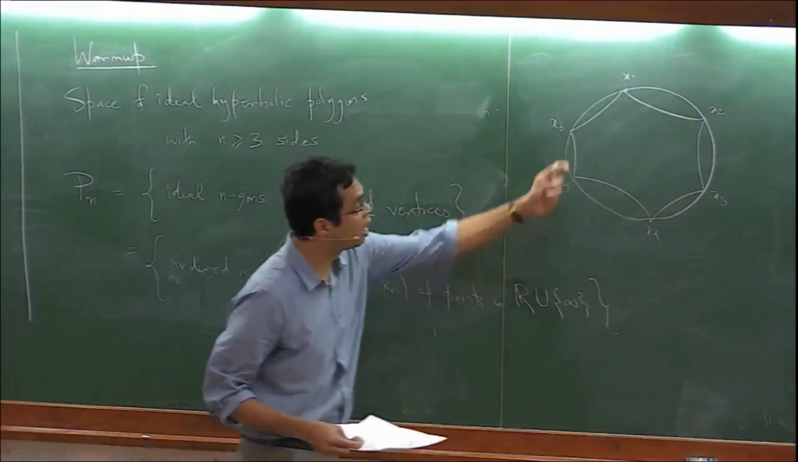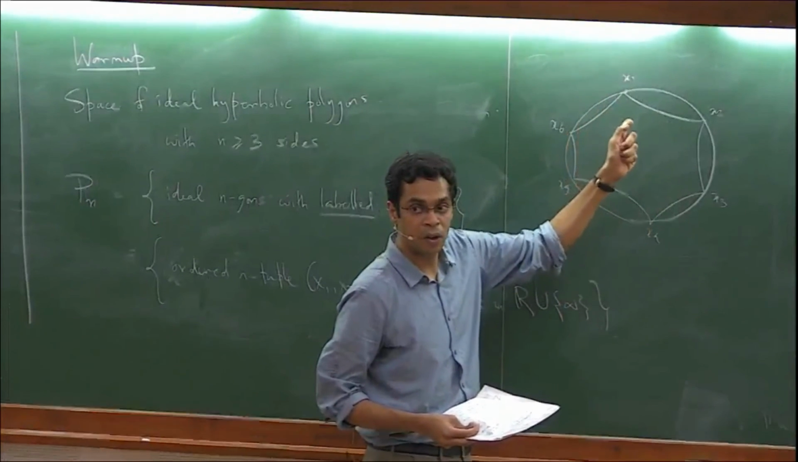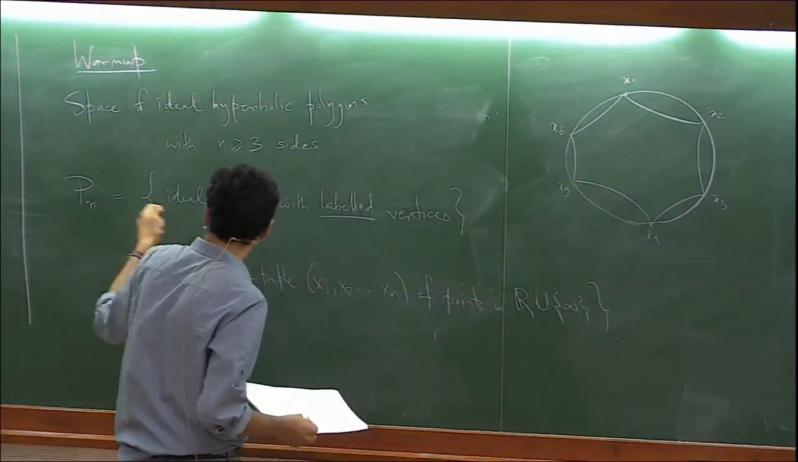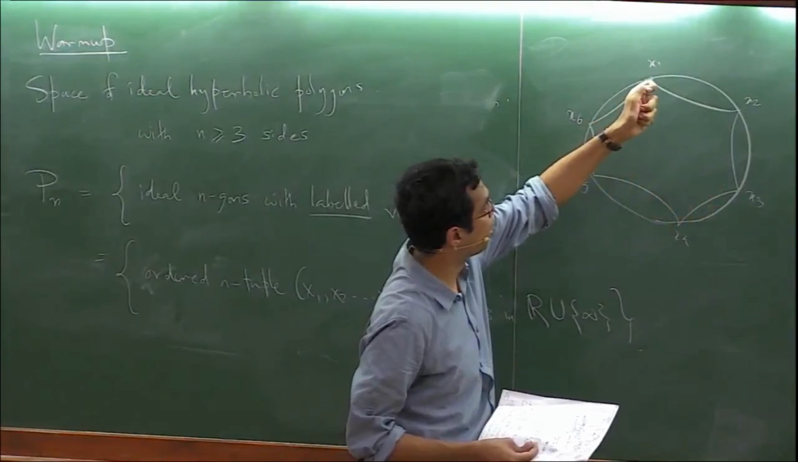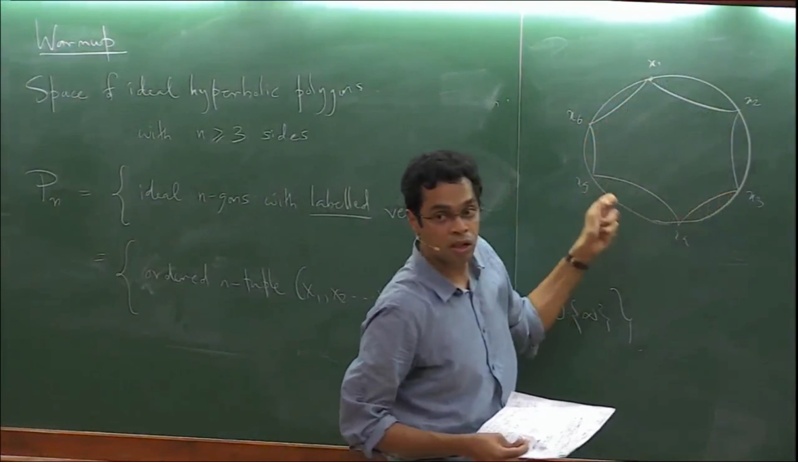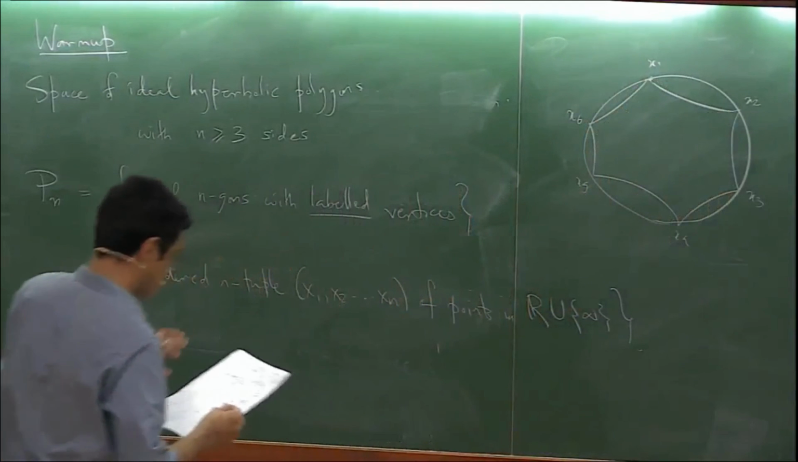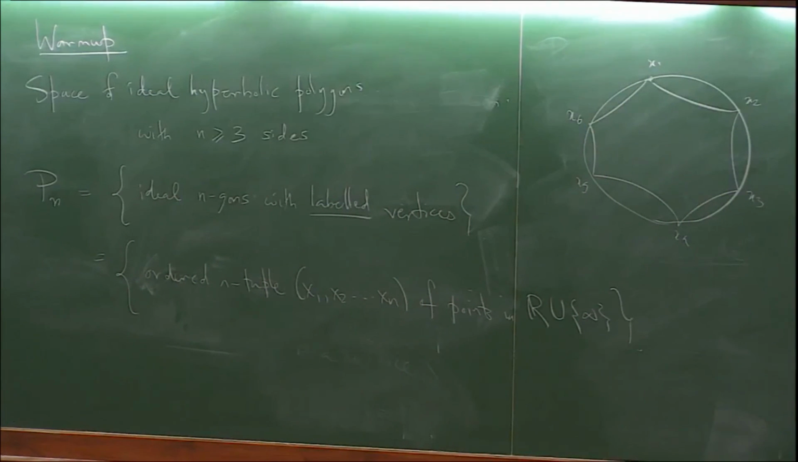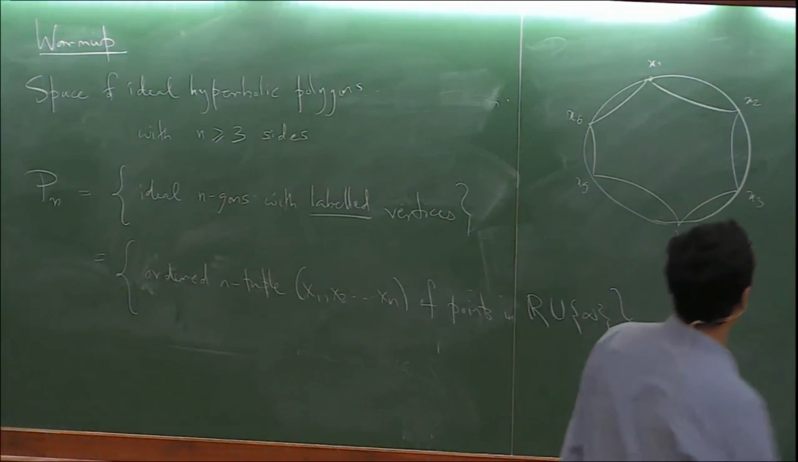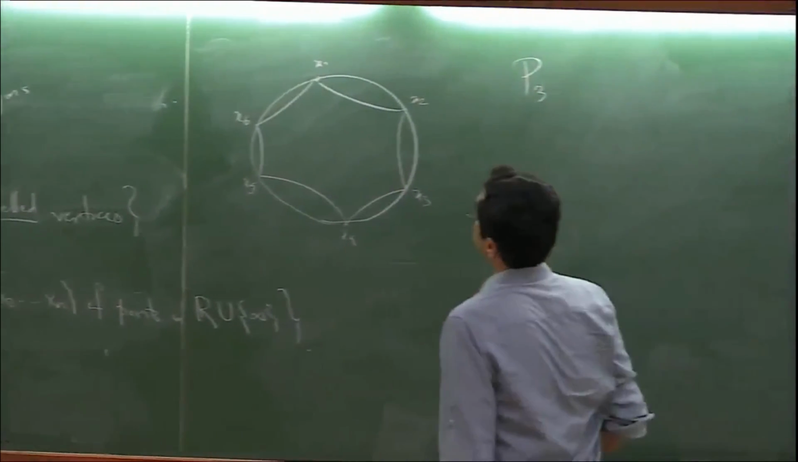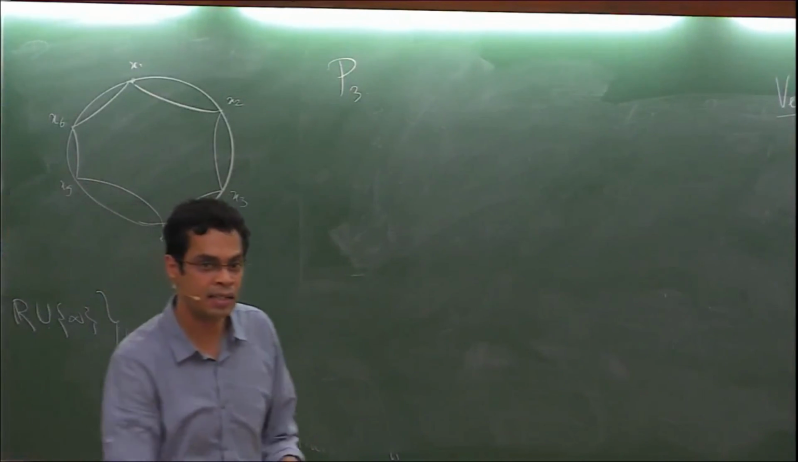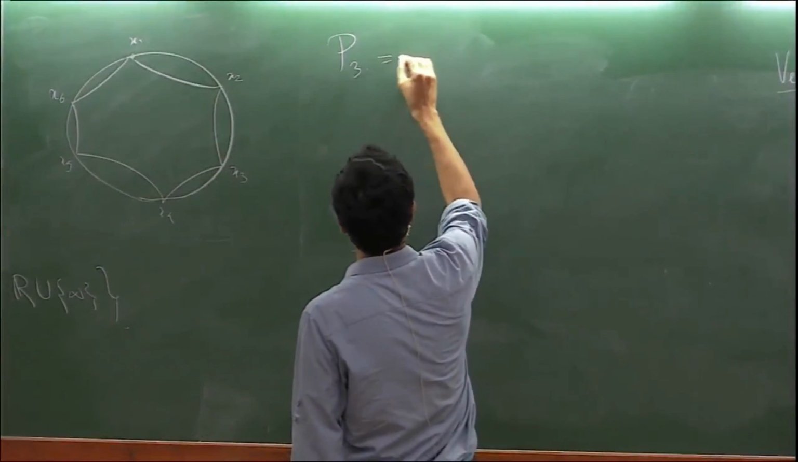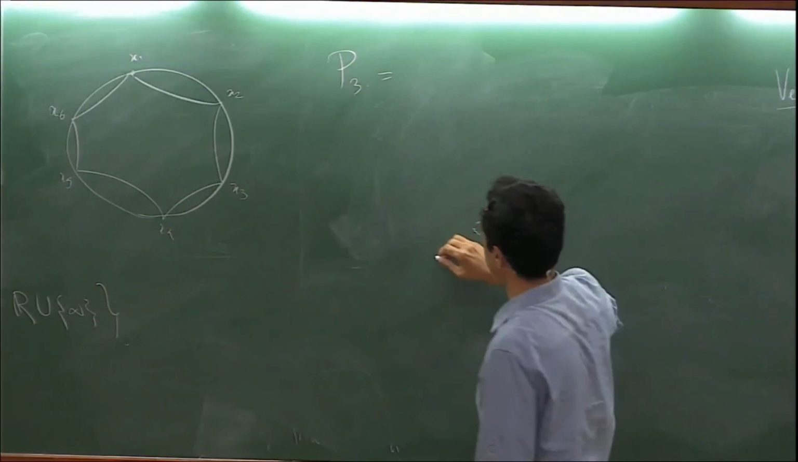If you know what n points are in an ordered way, then this defines an ideal polygon with vertex 1 being x1, vertex 2 being x2, and so on. That's going to be the analog of the warm-up example of a Teichmüller space. Now, what is P3, for instance? That's the simplest case, since you can talk of a polygon only if it has at least 3 sides. So what's your guess of what P3 is?